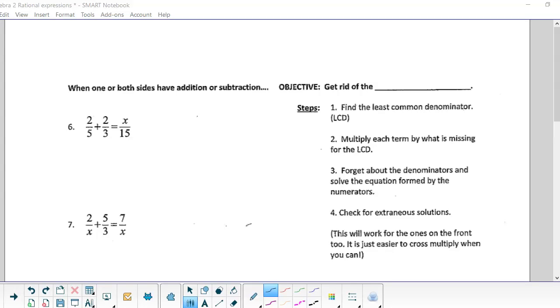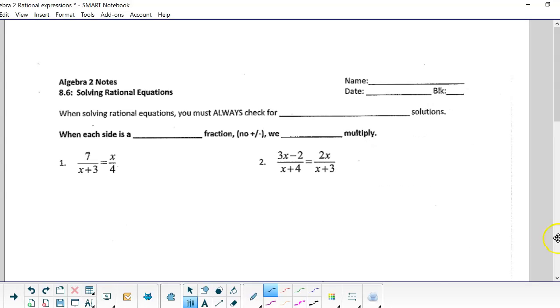Okay, today we're going to talk about solving rationals. When we solve rationals, after you solve them, you have to look for extraneous solutions. So we're going to check for extraneous solutions.